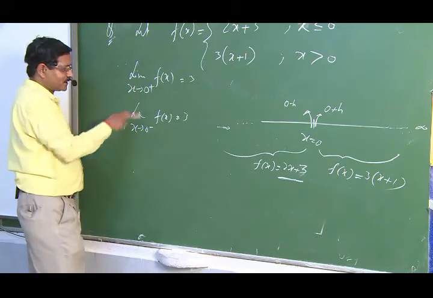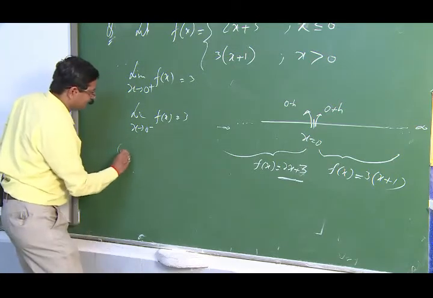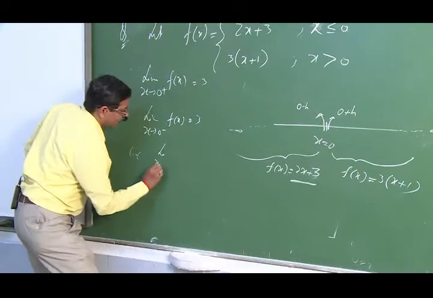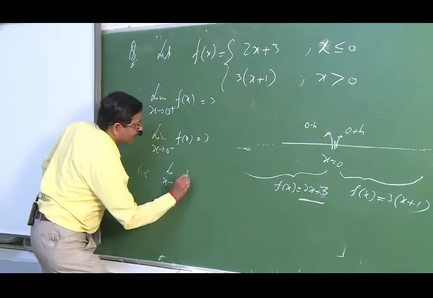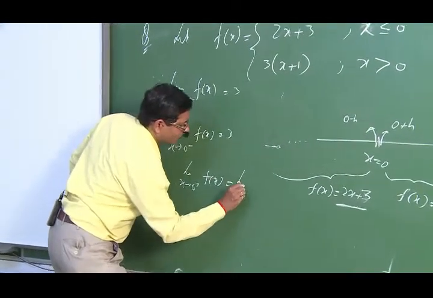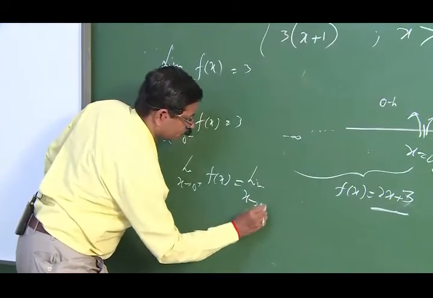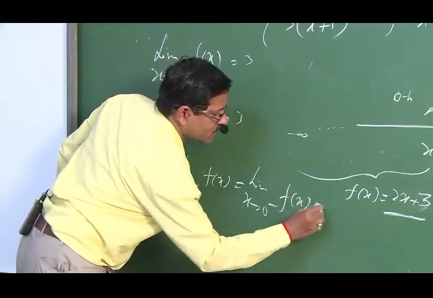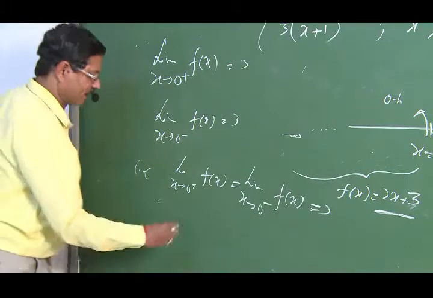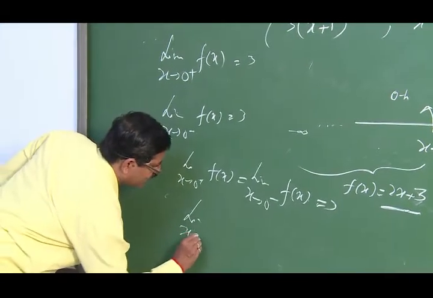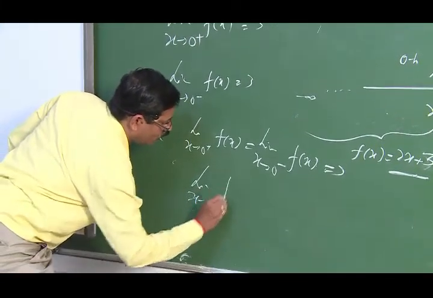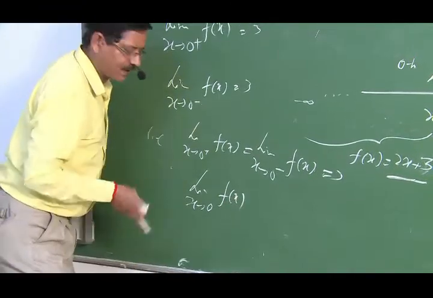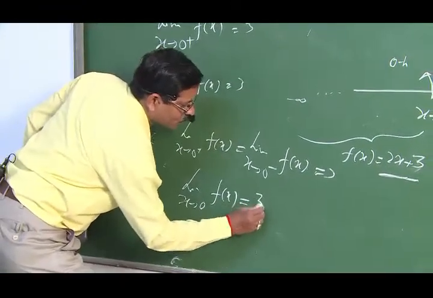So right hand limit is equal to left hand limit, that is limit x tending to 0 plus f(x) is equal to left hand limit, which is equal to 3. Then we say that limit x tending to 0 f(x) exists and its value is equal to 3.